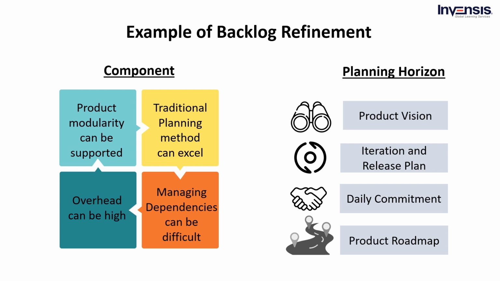Planning horizon. Another way to structure the backlog is the planning horizon. The planning horizon has a 5-stage concept common to product development organizations. It starts with high insight and works down many layers to daily commitments. Product vision. Product roadmap. Iteration plan. Release plan. Daily commitment.